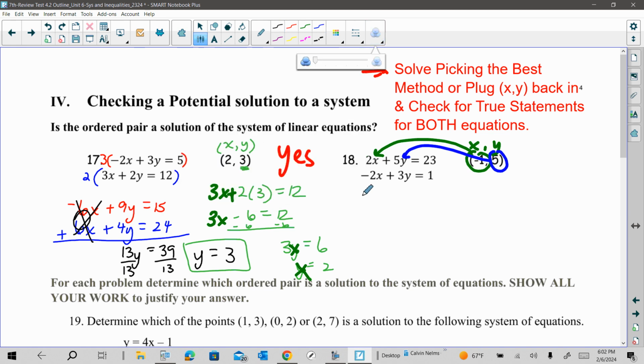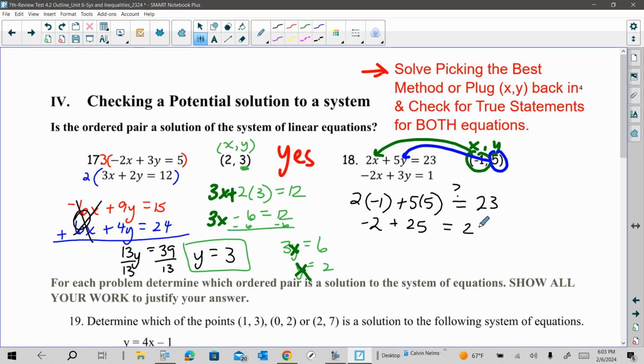This would be 2 parentheses -1 for my x plus 5 parentheses 5. And I want to check, does that equal 23? So this comes to -2 plus 25. Does that equal 23? Yes, 23 equals 23. So this is true. But we have to check it for both.